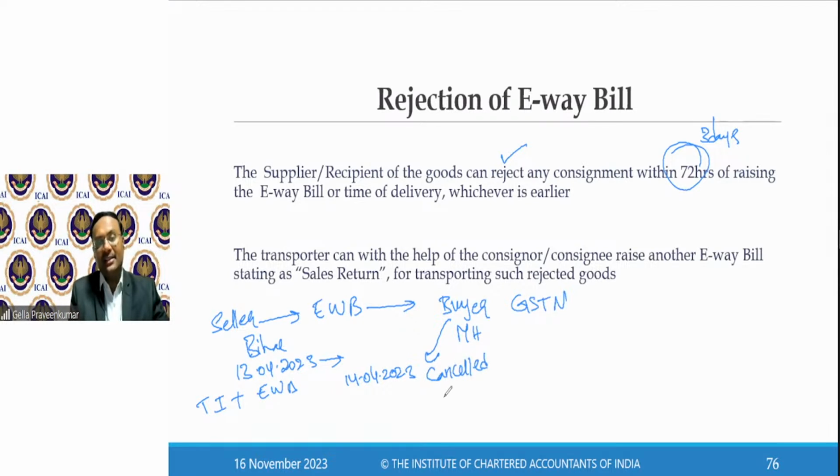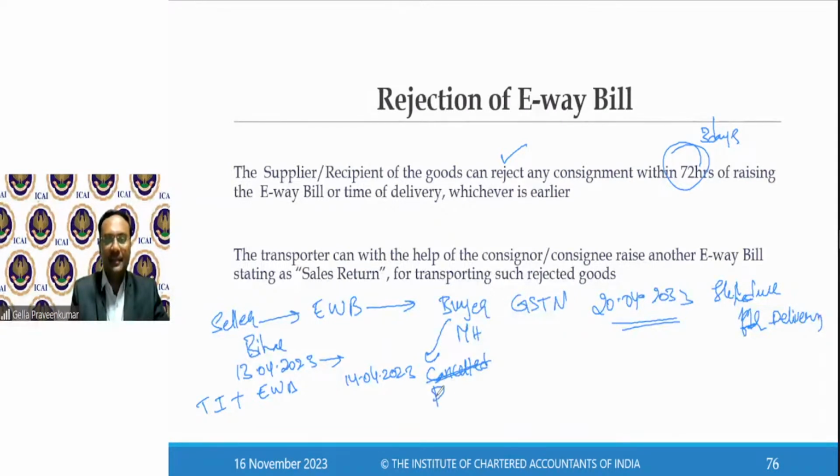Now, why did the buyer cancel? The buyer says, look, I asked for delivery on 20th April. 20th April 2023 was my scheduled delivery. You have come ahead of delivery. So this was the reason my buyer has not cancelled, sorry, I should say rejected, this particular consignment. This fact was not known to the transporter.